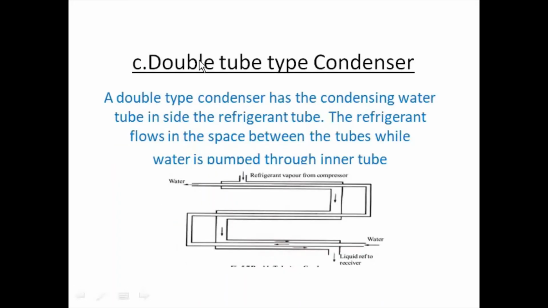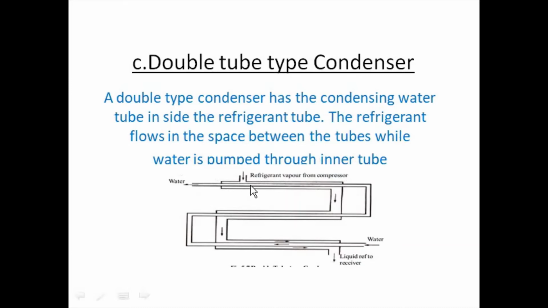And the third type, or third class, of water cooled condenser is the double tube type condenser. As you see here, this is the construction of the double tube condenser. A double tube condenser has the condensing water tube inside the refrigerant tube. The refrigerant flows in the space between the tubes while water is pumped through the inner tube.